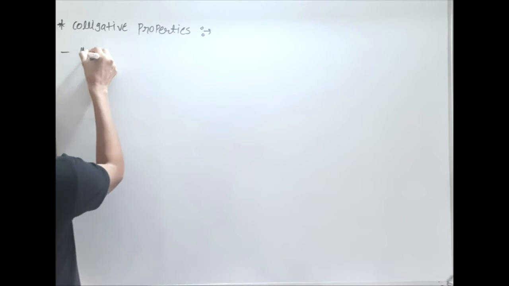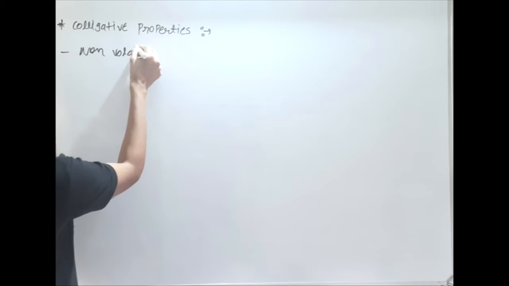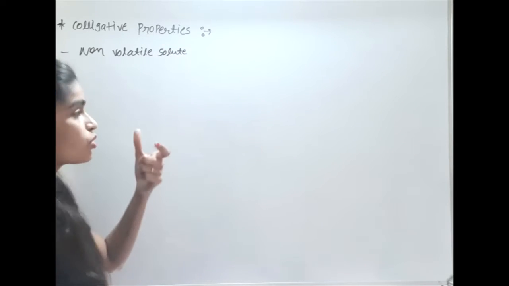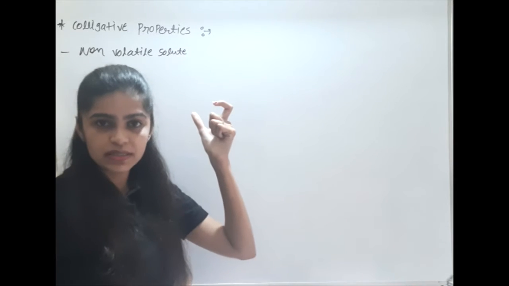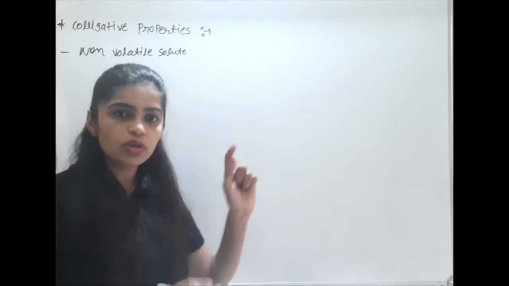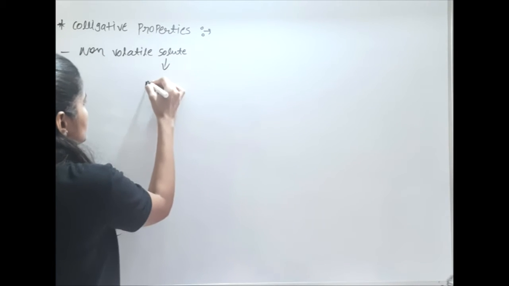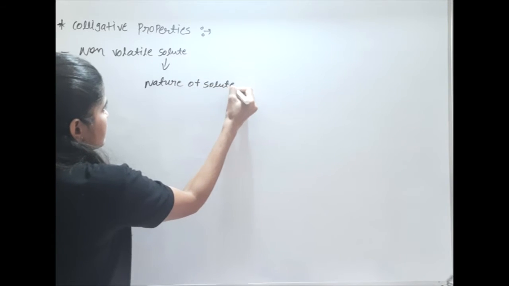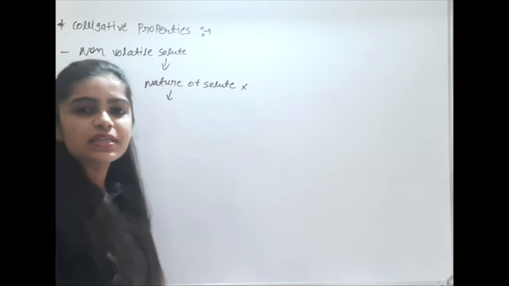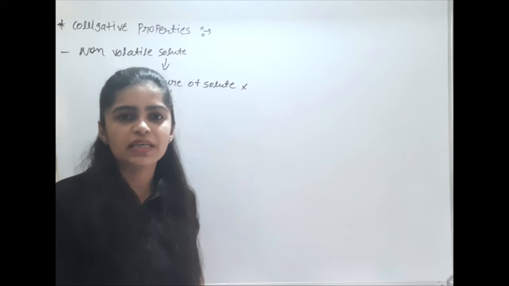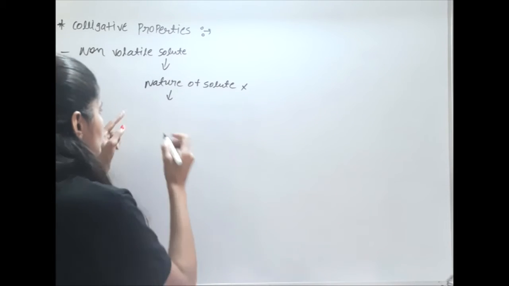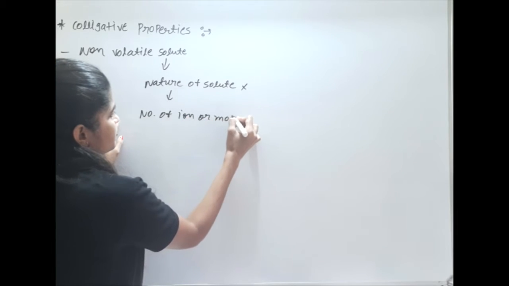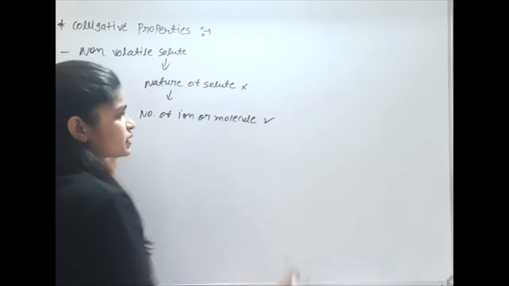So this is the non-volatile solute. When a dilute solution has a non-volatile solute present, its property does not depend on the nature of the solute, but depends on the number of ions or particles present in the solution. So this is the number of ions or molecules present in this solution.